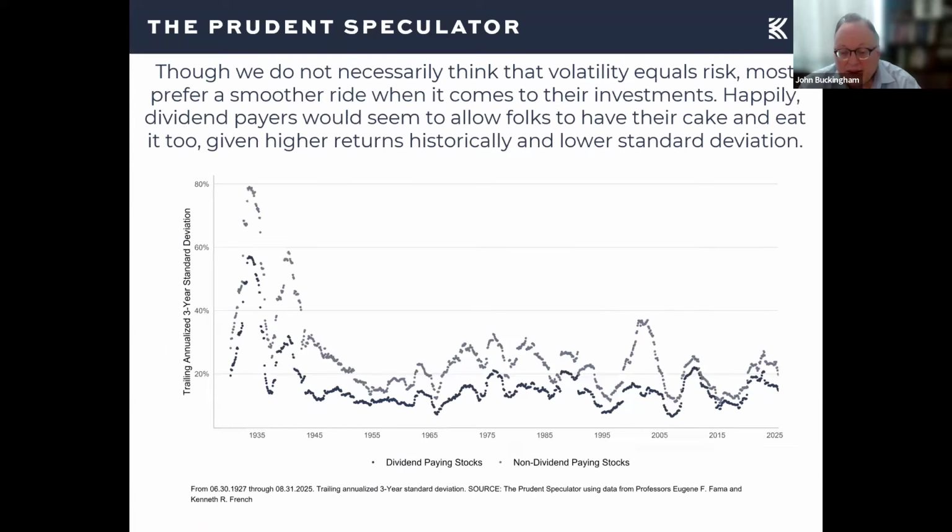And perhaps even more interesting is that dividend paying stocks have had lower volatility, lower standard deviation, which some people equate to risk. So, dividend payers have higher returns and lower volatility, which is kind of the holy grail of investing. And I know it's hard to see on this chart, but the little dots are showing dividend paying stocks' standard deviation, and non-dividend paying stocks are the lower line there because they have lower standard deviation.